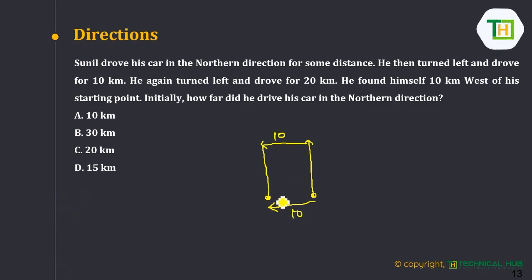I know this distance is 10 kilometers, exactly to the left of 10 kilometers from the starting point. So this is the ending point of that person and this distance is 20 kilometers. If that distance is 20 kilometers, how far did he drive his car in the northern direction? What is the distance traveled by Sunil in the northern direction? That is also 20 kilometers, because at the end he is 10 kilometers to the west of the initial position. So I have to take this as 20 kilometers, then only it will work.